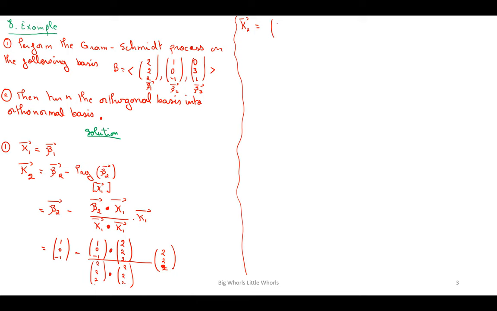kappa 2 is going to be the vector b2, which is 1, 0, minus 1, minus the dot product, so we have 2 minus 2, which is 0, over 4 plus 4 plus 4, which is 12, multiplied by 2, 2, 2. So that means kappa 2 equals, this whole thing is 0, so it's equal to 1, 0, minus 1. So that's kappa 2. And kappa 1 is 2, 2, 2.